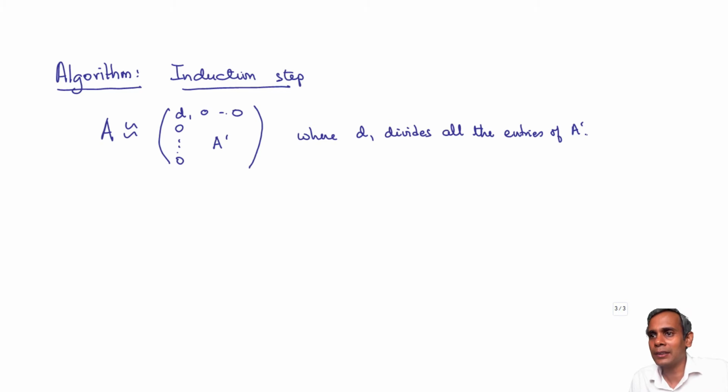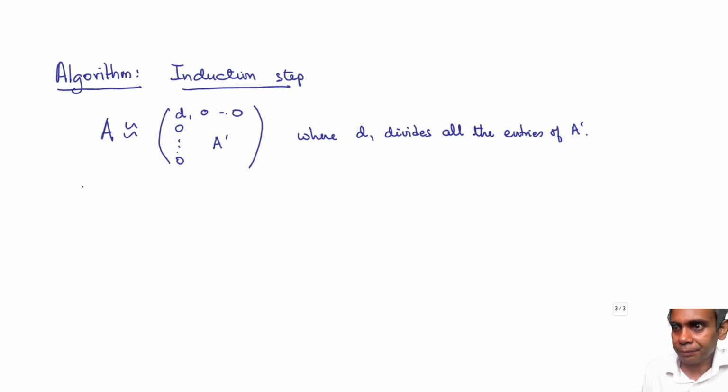Once we do this induction step, we can repeat it on the submatrix A prime, and when we do row and column operations only on the submatrix A prime, it will not affect the first row of A or the first column of A. And so we can proceed inductively till the smaller submatrix that we get becomes 0, or the matrix A itself is exhausted, and we will definitely end up with a Smith canonical form.